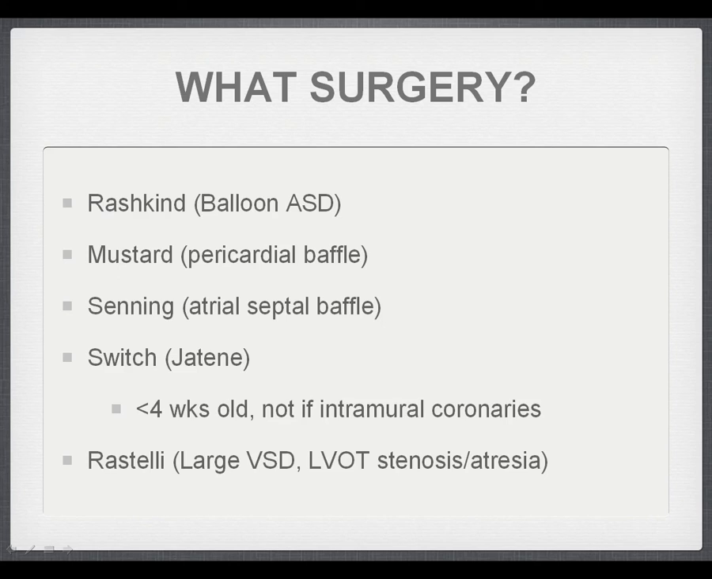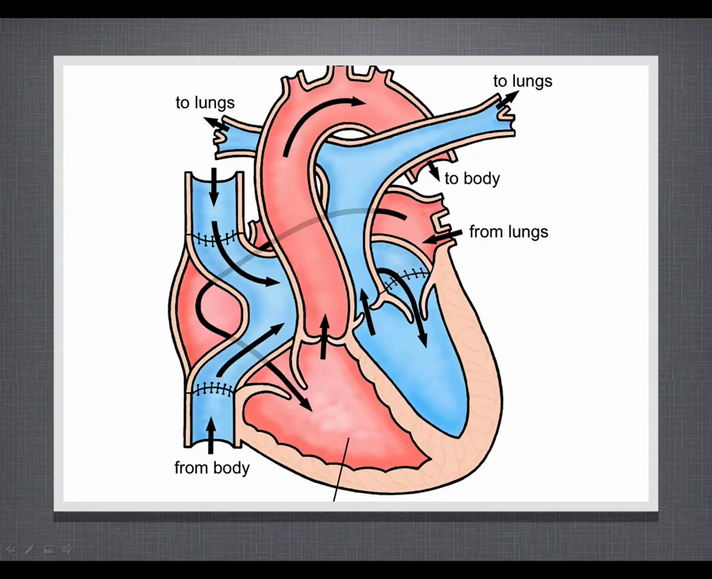Furthermore, there is a type of procedure called a Rastelli. Again, this is less commonly used than the Jatene, and this is where you get a conduit formed between typically the right ventricle and the pulmonary trunk or pulmonary arteries, and this is to bypass a left ventricular outflow tract stenosis or atresia. So these surgeries are quite complex, and I'm not going to discuss them in any depth. I'm just going to show you a few pictures of what you can expect.